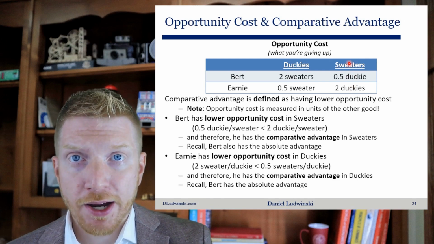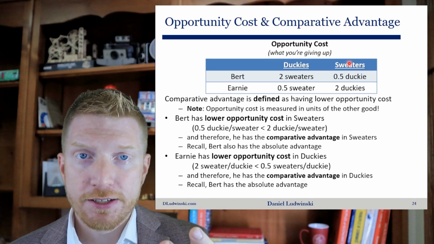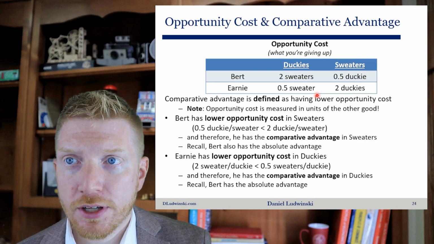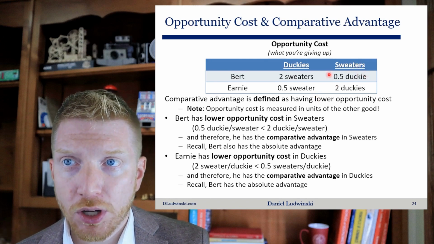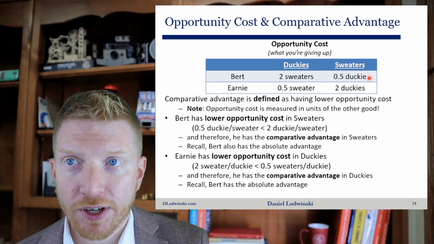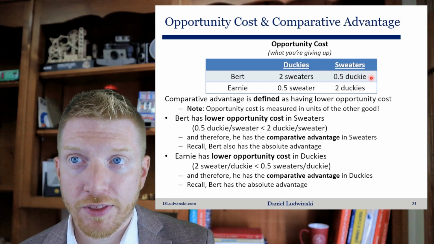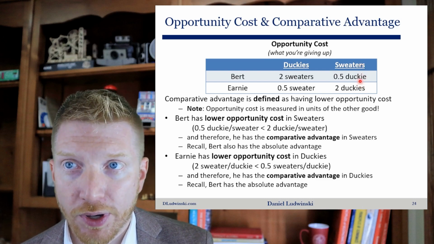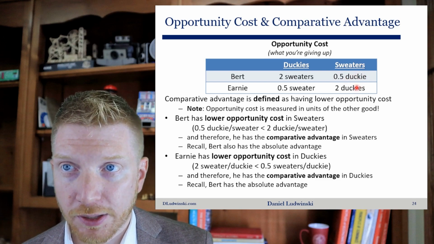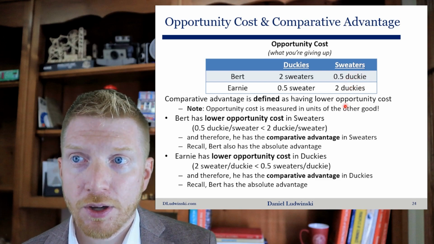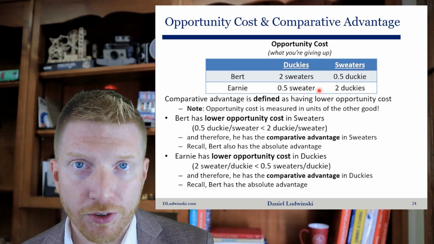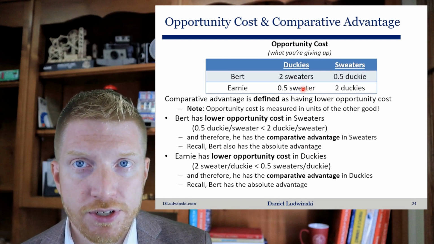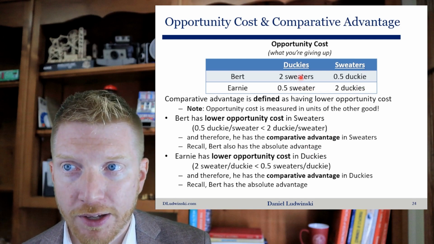When we're thinking about comparative advantage, the question is who's giving up less? And what we have to look at is who has the smaller opportunity cost. For sweaters, Bert has the lower opportunity cost. He's only giving up 1/2 a ducky there. And therefore, we say that Bert has the comparative advantage in sweaters. He is giving up less. It's 0.5 versus 2. Ernie has lower opportunity cost in duckies. He is giving up 0.5 sweaters versus the 2 sweaters that Bert gives up.